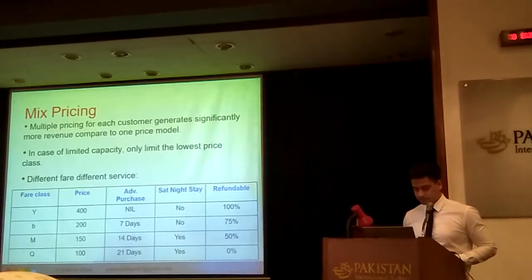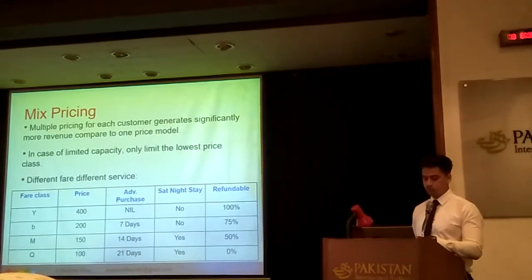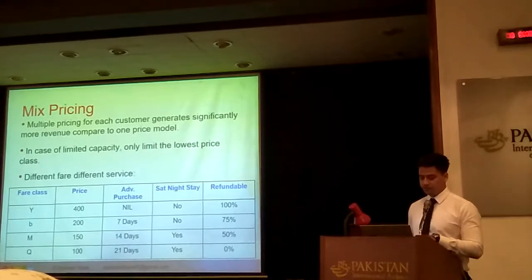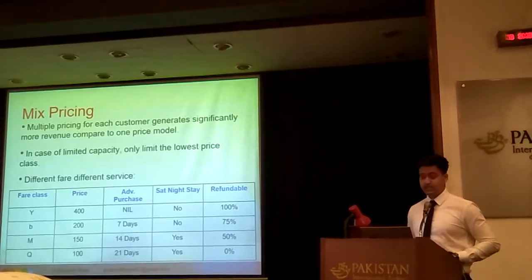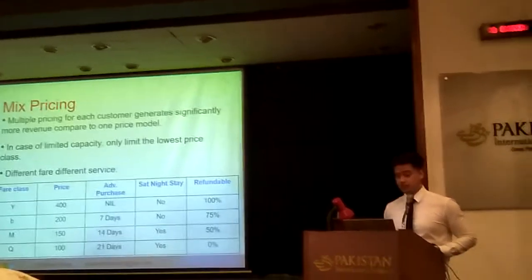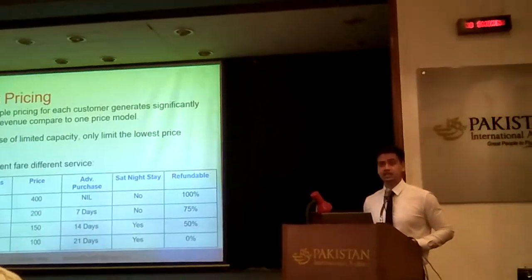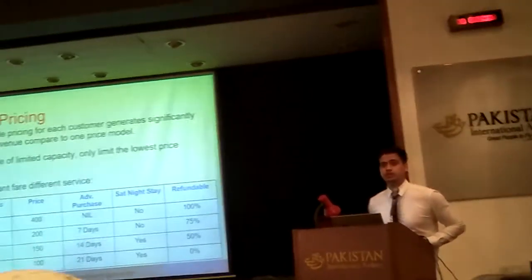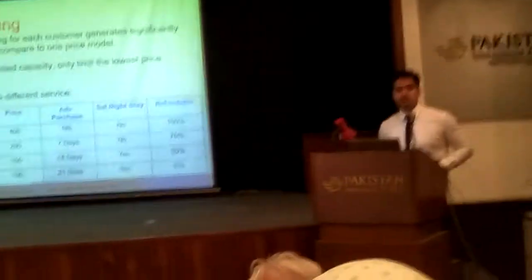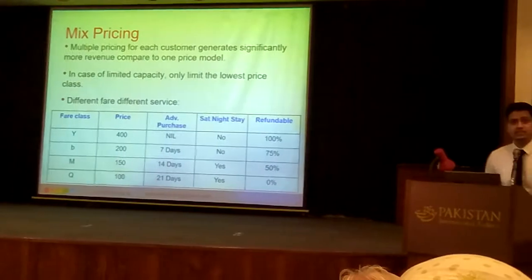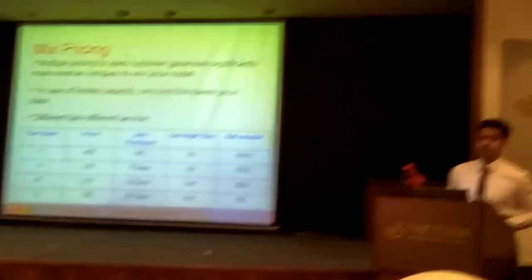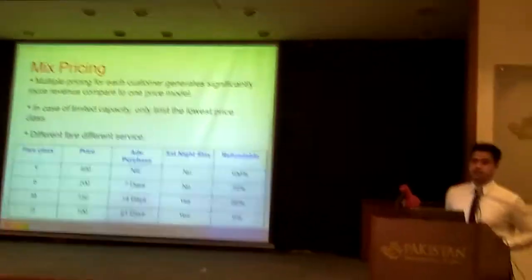The cheaper you go, the higher the restriction. For 150, it's 14 days: you have to buy the ticket 14 days before departure, stay for the Saturday night, and you will only get 50% of your amount back. And for the cheapest ticket, you have to buy at least 21 days before, there is definitely a Saturday night restriction, and you will get zero money back if you want to refund your ticket.